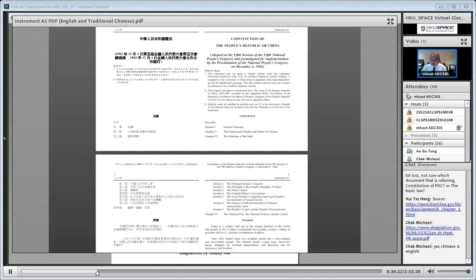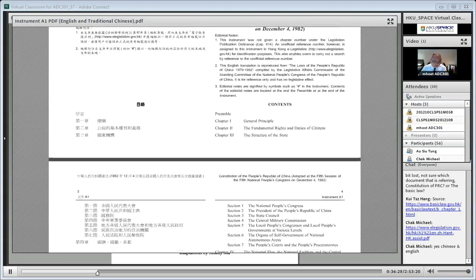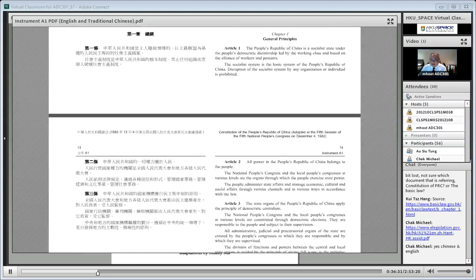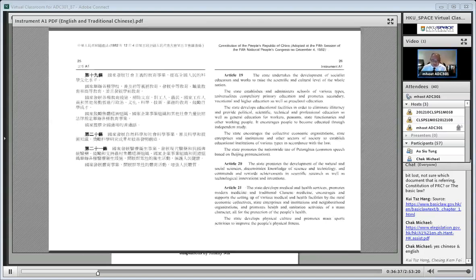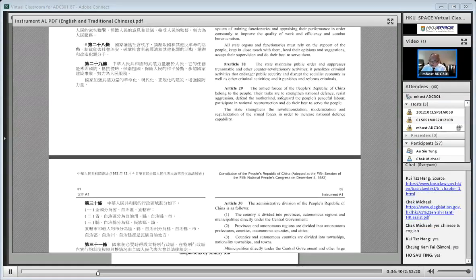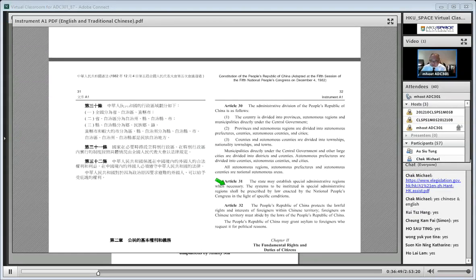I'm just having it shown here for us to share. Can you see it on your screen? I'm taking you to 31. Yeah, and that is the state. So that is 31. Okay. The state may establish special administrative regions when necessary. The system to be instituted in special administrative regions shall be prescribed by law, enacted by the National People's Congress in the light of specific conditions.